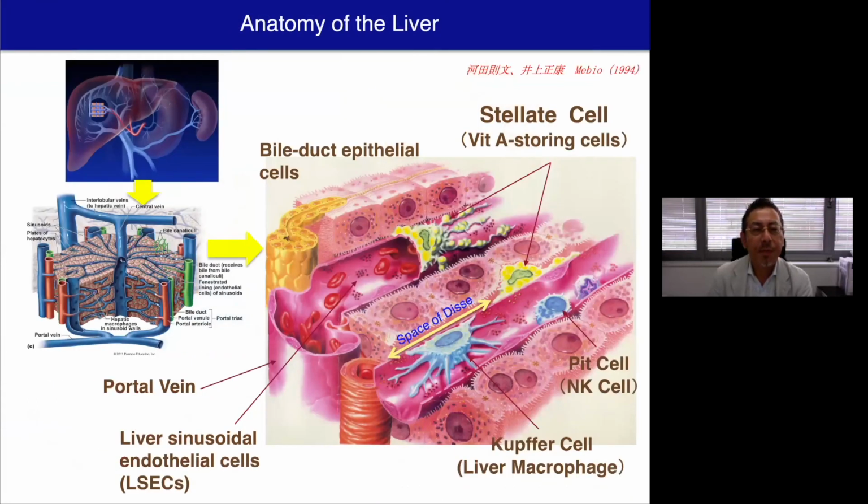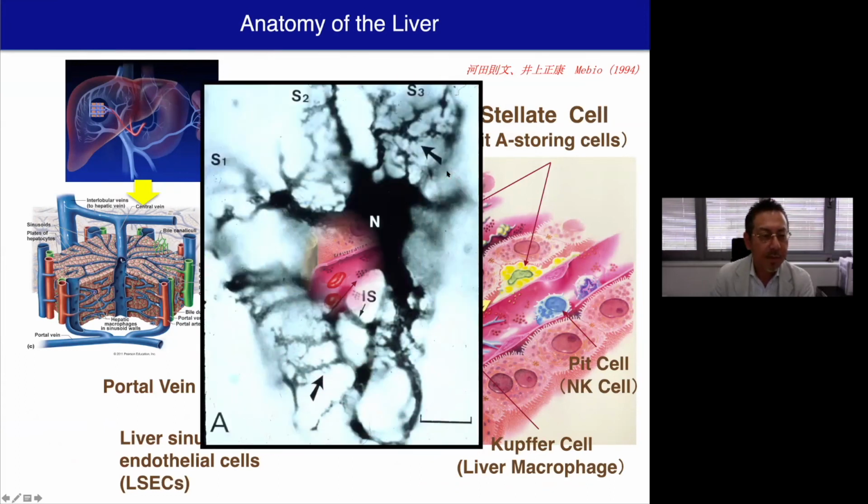The liver basically consists of hepatocytes, bile duct cells, and sinusoids, which are composed of endothelial cells, Kupffer cells, pit cells, and stellate cells. Stellate cells are liver-specific pericytes and envelop the sinusoidal wall. According to this anatomical situation, contraction of stellate cells narrows the diameter of sinusoids.